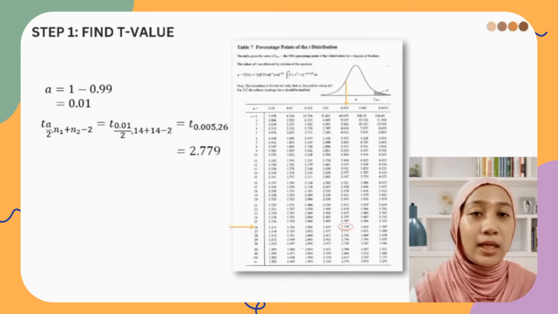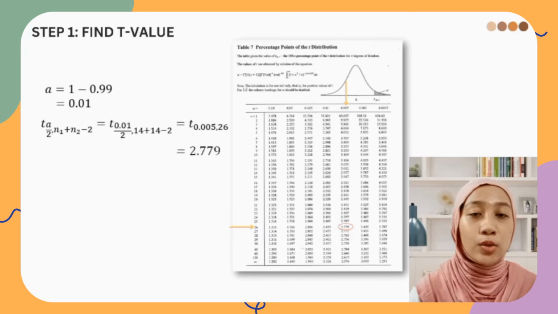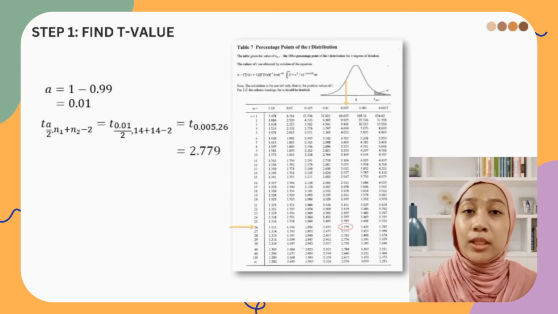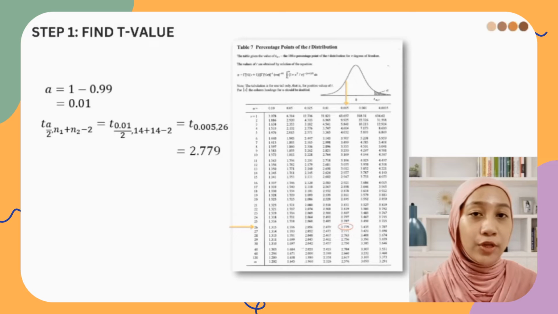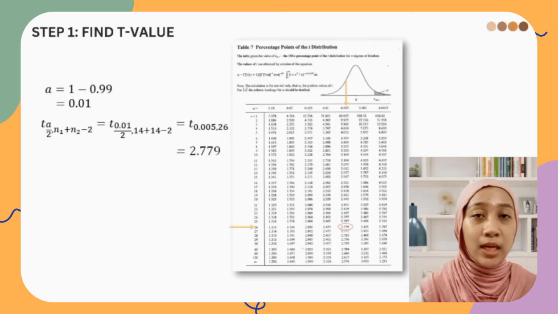Step 1. Find the t-value. From the question, it wants us to construct a 99% confidence interval. So alpha equals 1 minus 0.99, then we get 0.01. So we substitute in the t distribution formula and we get t 0.005 and 26. To find the value of t, we will use this table and we get 2.779.